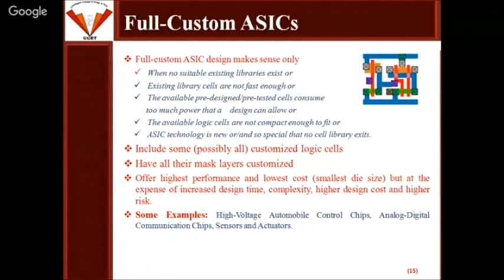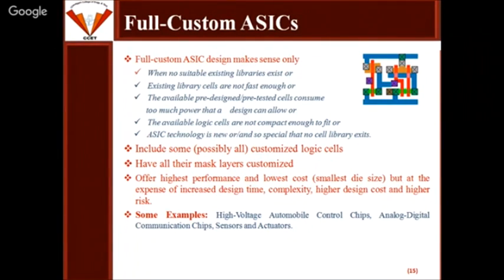So full custom ASIC design makes sense only when no suitable existing library exists. We do not have any library, so we have to create the library first. Or existing library cells are not fast enough. Suppose we want to change the technology. In the case of the front-end tool, that is technology independent. We don't have any access to that, we cannot change it.